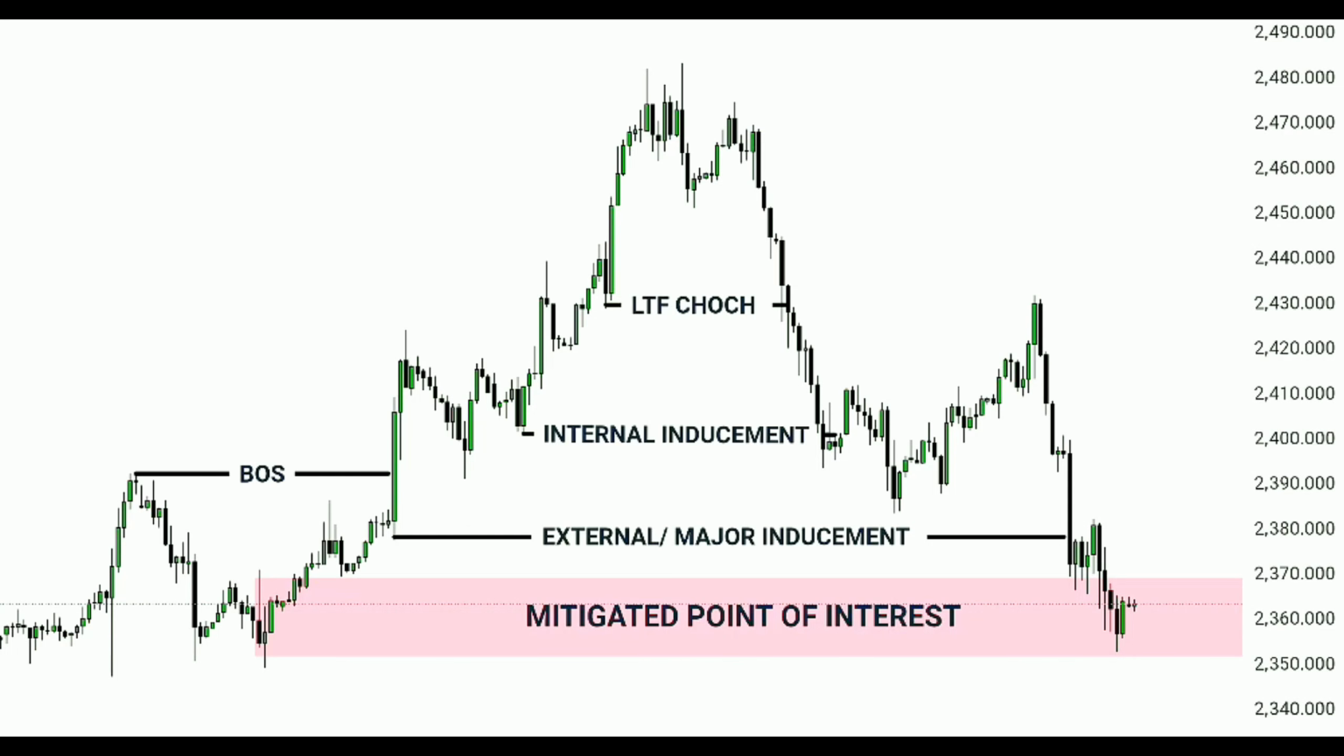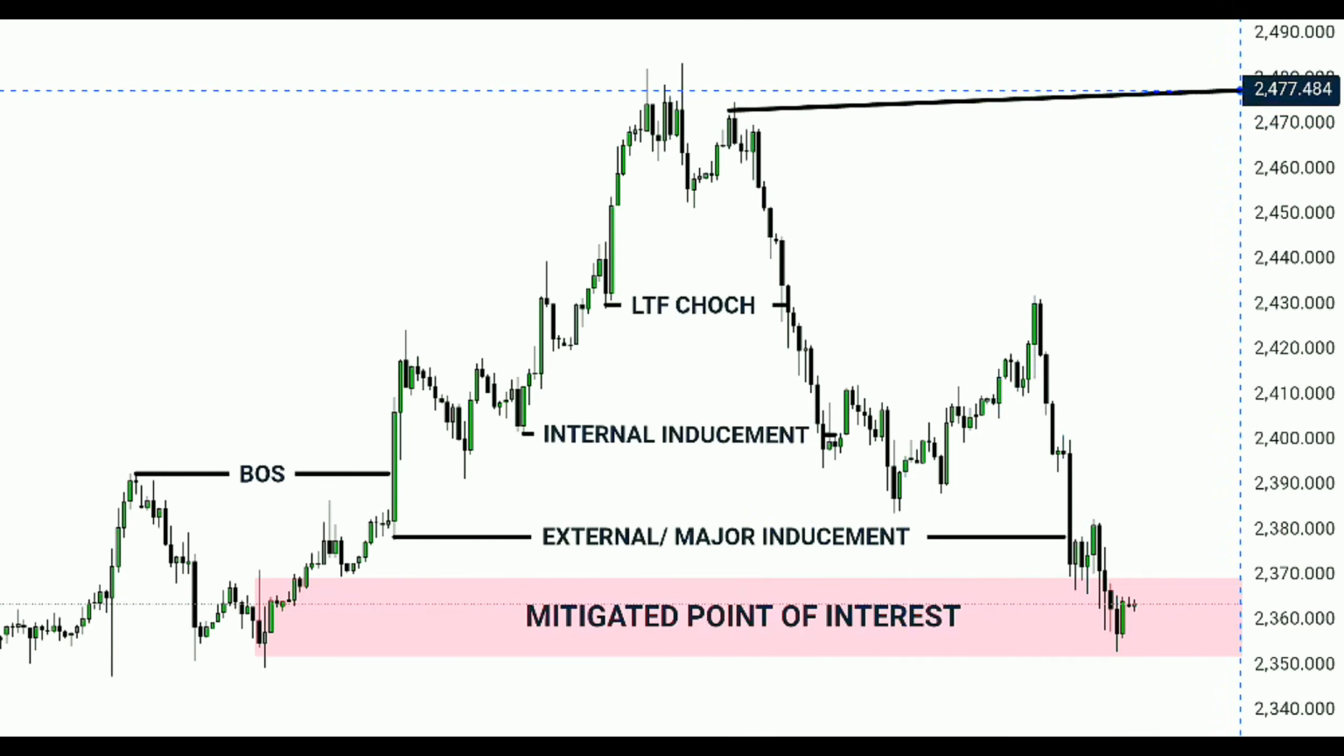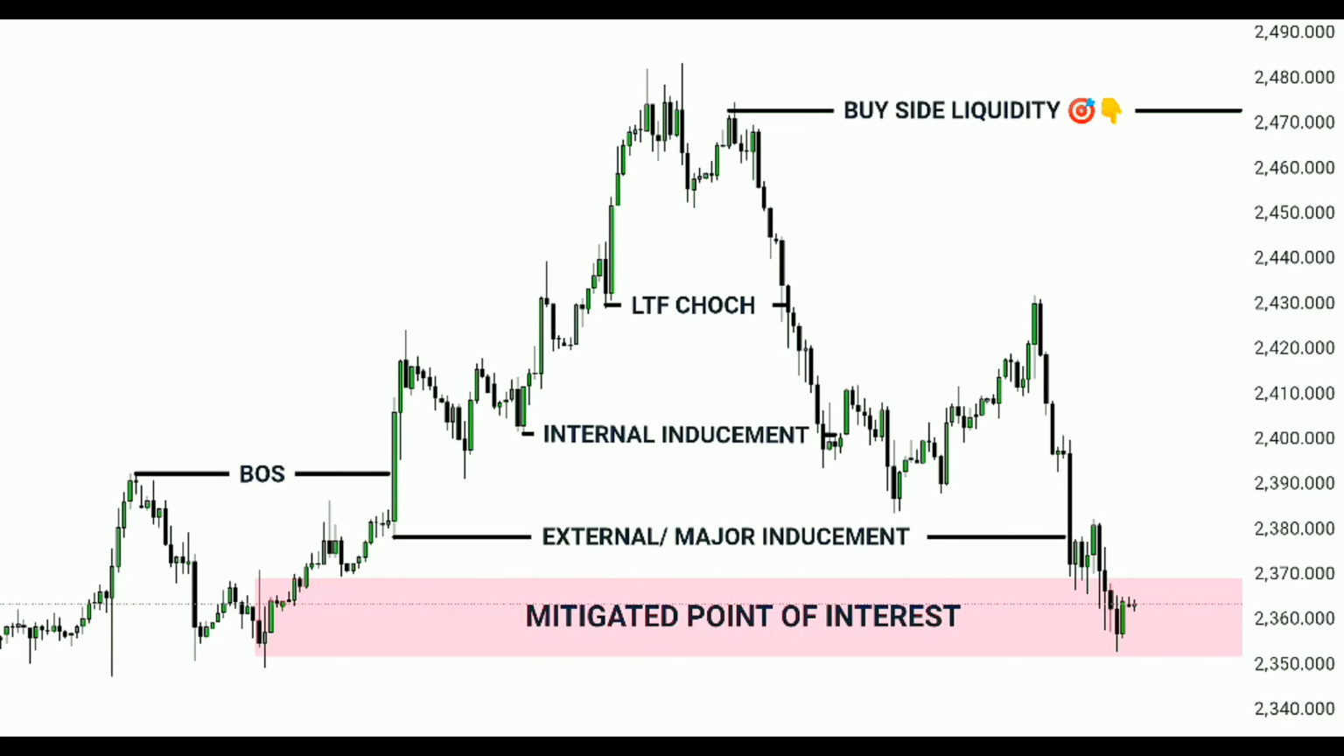Breakout traders also place buy stop orders there. That area is called buy-side liquidity. Buy-side liquidity is simply a pool of buy orders sitting above previous highs. The market is attracted to these areas because large institutions need liquidity to enter or exit big positions.